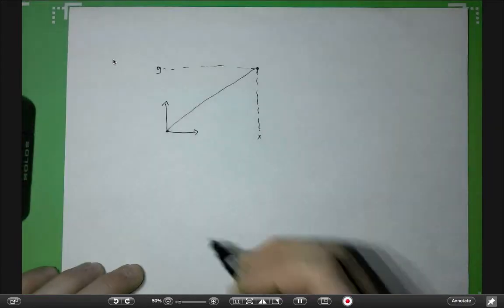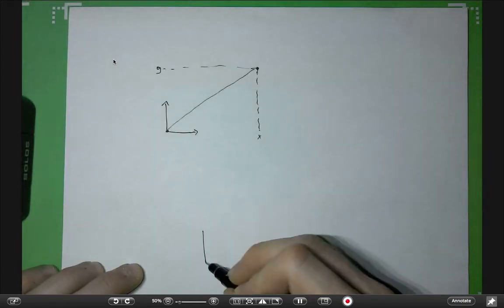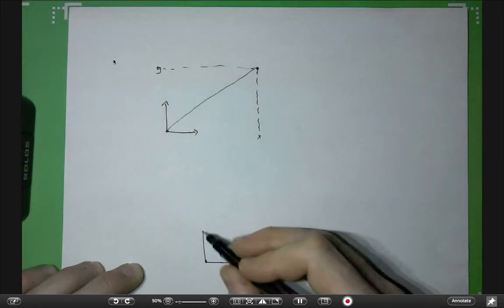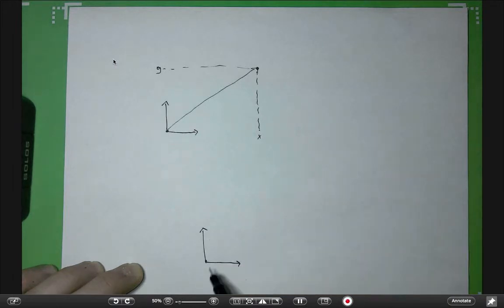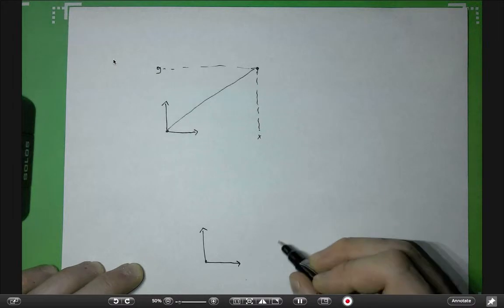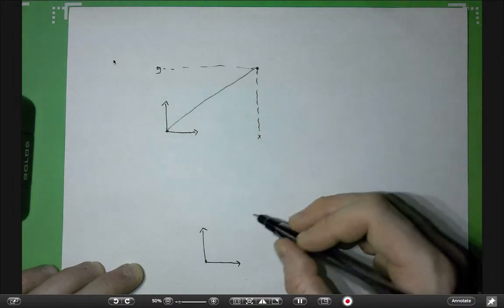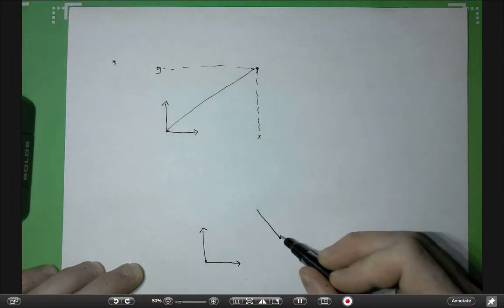So what I wanted to show you here is if I take one coordinate system like this and I subject it to a rigid body transformation. So I translate it and rotate it. Let's say I translate the origin here and I rotate it like this.